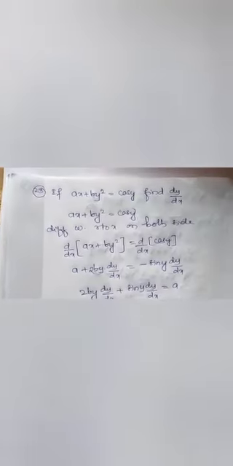And the third problem on implicit function. If ax plus by square equal to cos y, find dy by dx. Here ax plus by square equal to cos y, differentiate with respect to x on both sides.